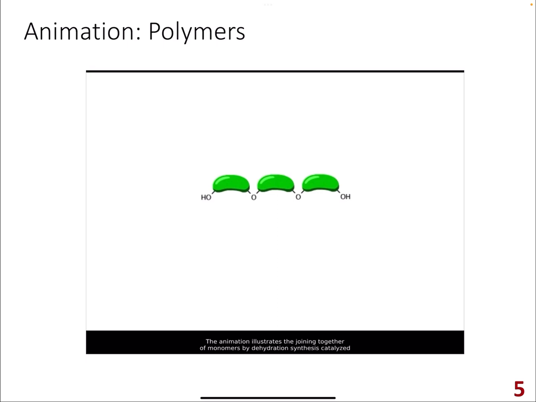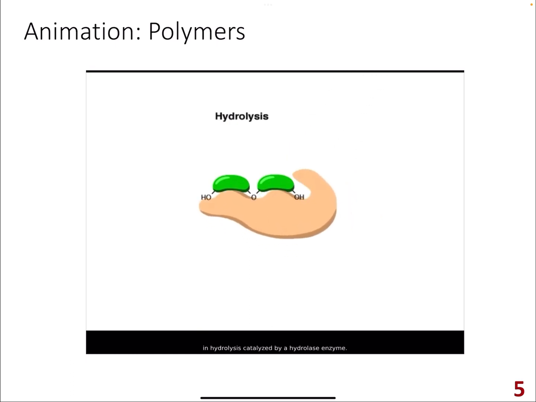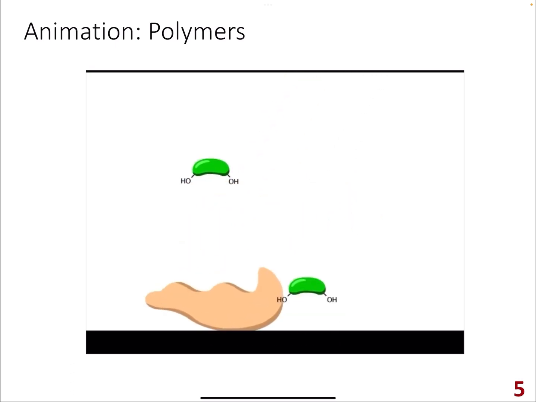The animation illustrates the joining together of monomers by dehydration synthesis, catalyzed by a polymerase enzyme, and the reverse process, hydrolysis, catalyzed by a hydrolase enzyme. Added water results in hydrolysis, in order to split the polymer into smaller pieces. So hydro means water and lyse means to split. So in that animation, you saw water come in there.